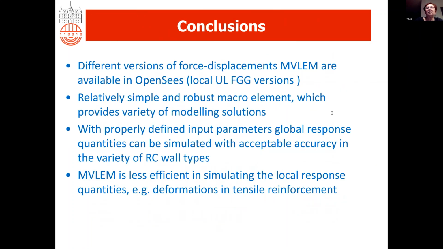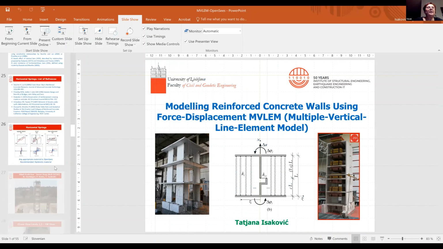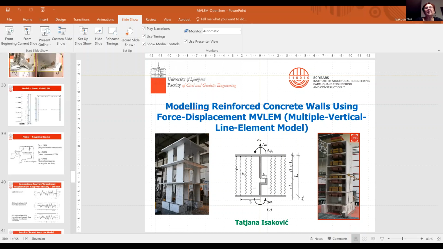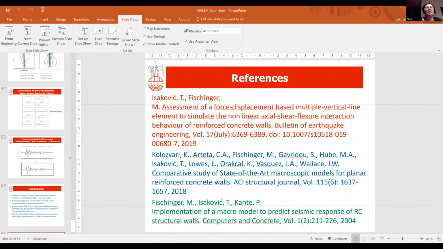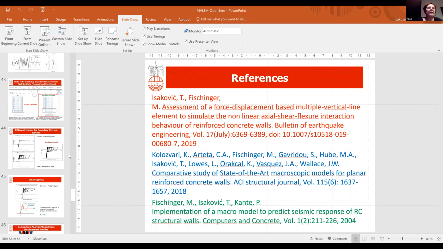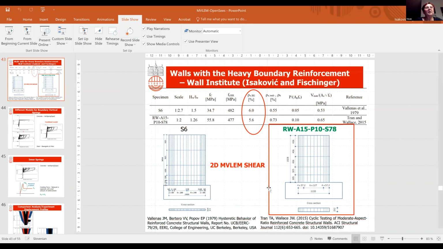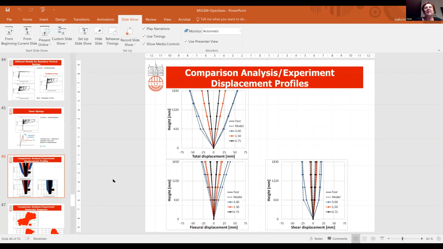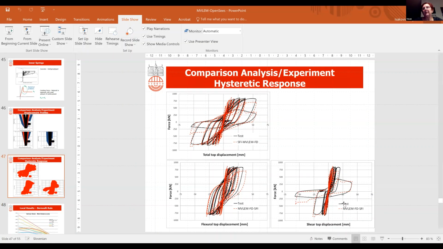During the Wall Institute, we performed the analysis of different types of walls, and some comparison is provided in this paper. And there are some differences. Sure. These are 2D. Let me show this on this model. There were differences in the response. First of all, this shear part.